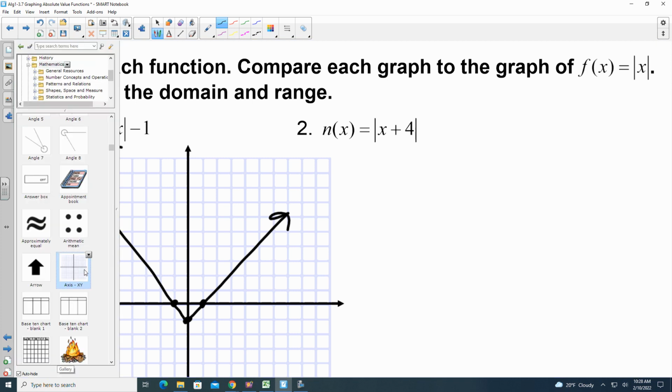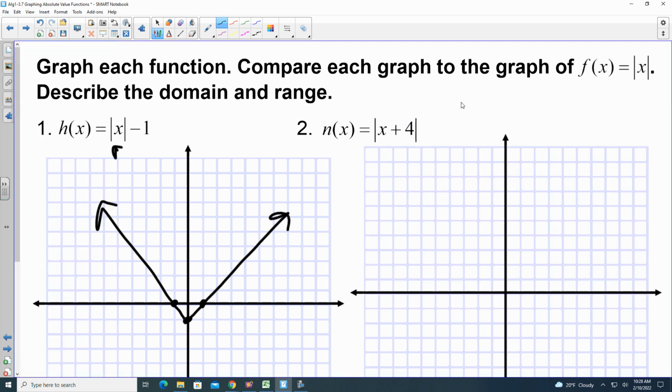Going to look at number 2. It's got the absolute value of x plus 4. So what makes the inside of that absolute value 0? Well, x would have to be negative 4. So negative 4 plus 4 is 0. That's going to be my vertex. So negative 4 comma 0 is my vertex.